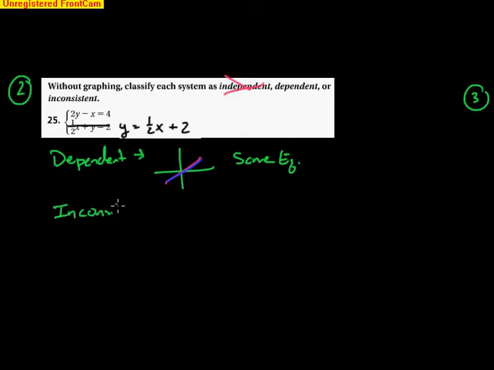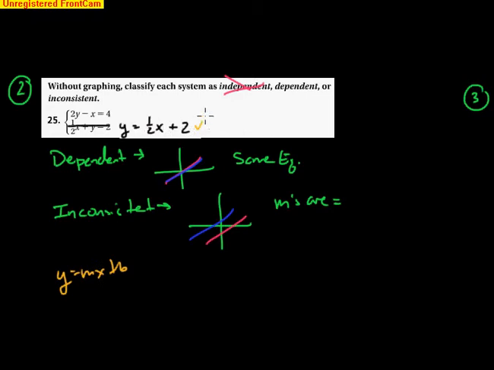Inconsistent would be a picture like this, where the lines never cross. Parallel lines. And for parallel lines, your slopes are equal. M's are equal. So when we have this problem here, and it says without graphing, what they want you to do is put them in slope-intercept form and compare the equations.